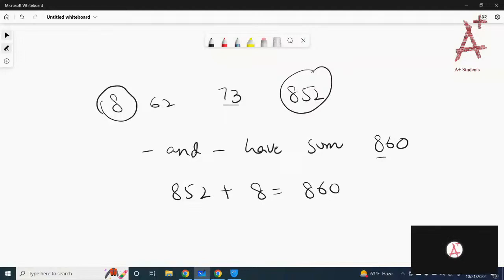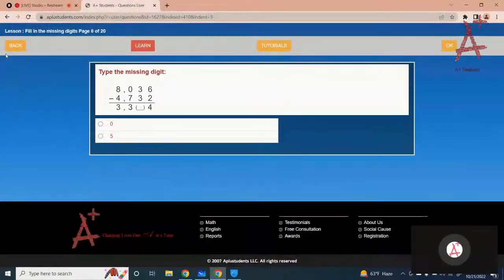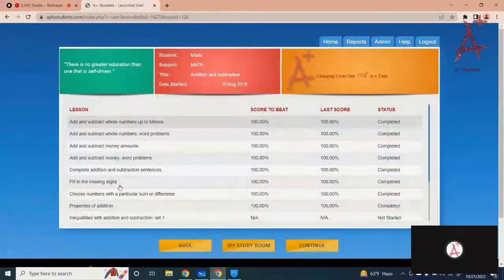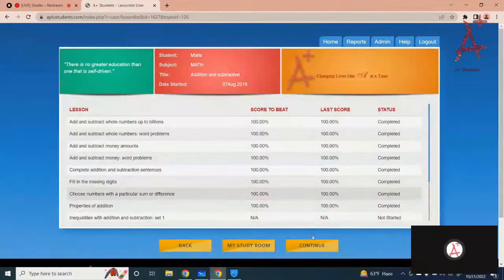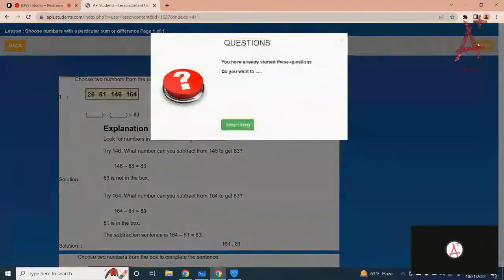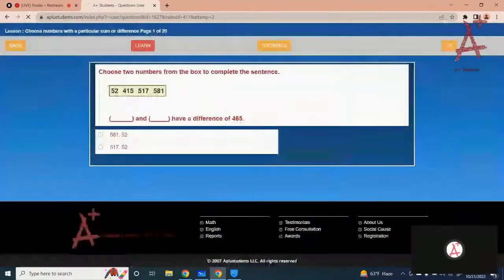Okay, on the top right corner we have a test button. Let's just start with the test. We are working on choose numbers with a particular sum or difference. So start with the test. Choose two numbers from the box to complete the sentence.